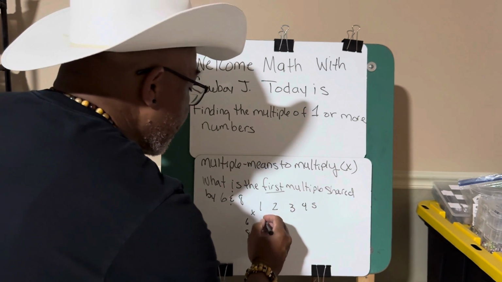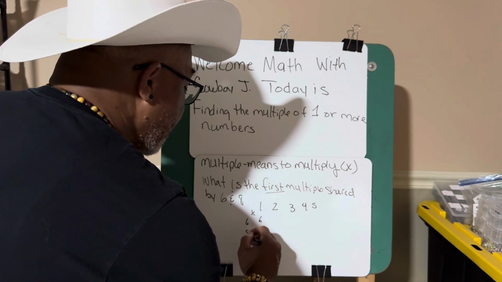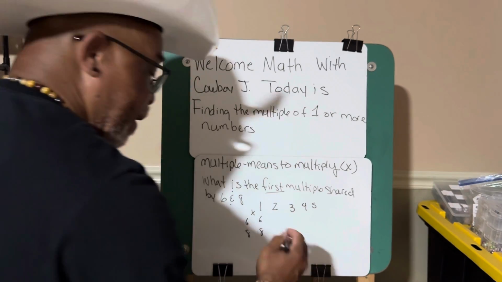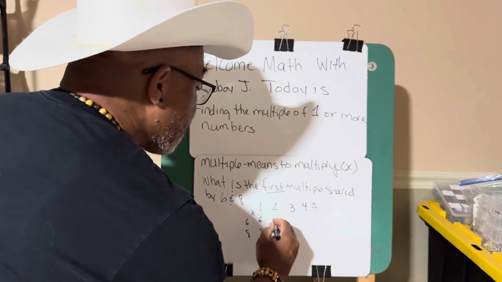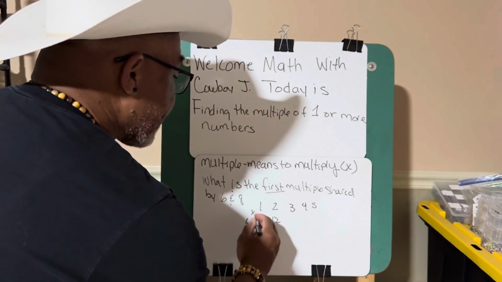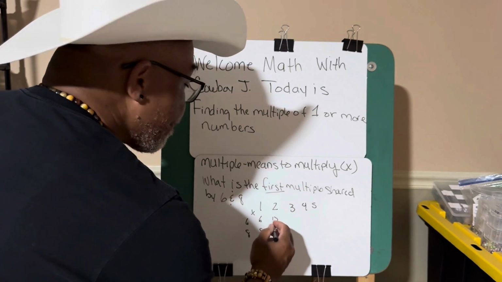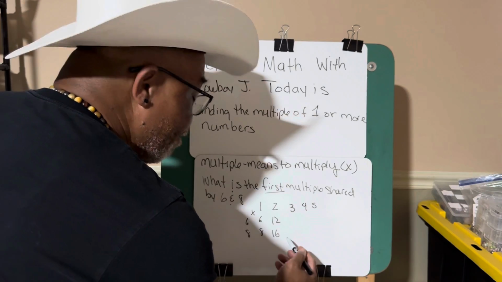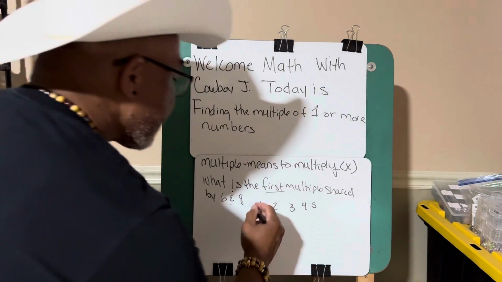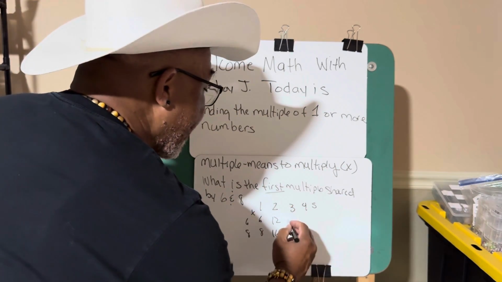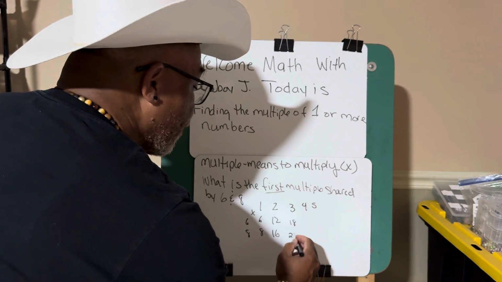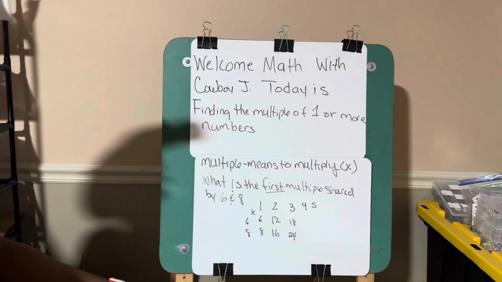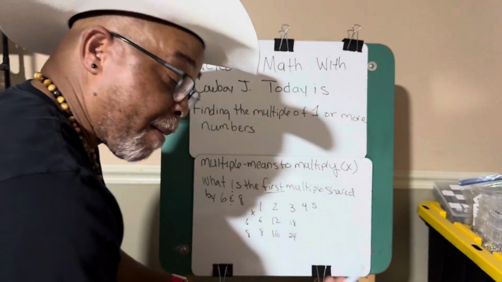6 times 1 is 6. 8 times 1 is 8. No match. 6 times 2 is 12. 8 times 2 is 16. No number at the top matches the number at the bottom. 6 times 3 is 18. 8 times 3 is 24. No number at the top, no number at the bottom that match.